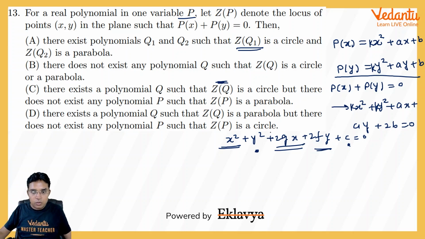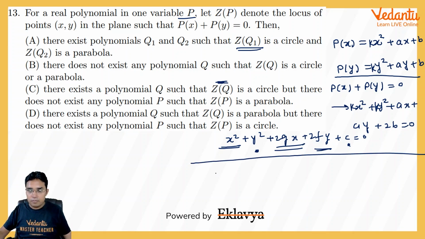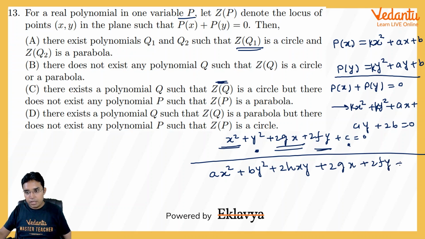Dear all, as you know from that theory of conic section, the general equation of parabola is ax square plus by square plus 2hxy plus 2gx plus 2fy plus c equal to 0.